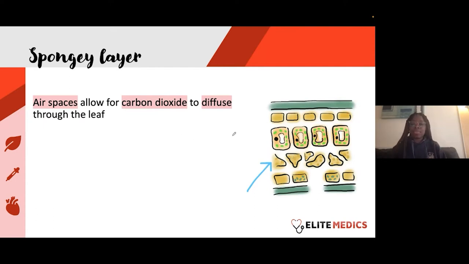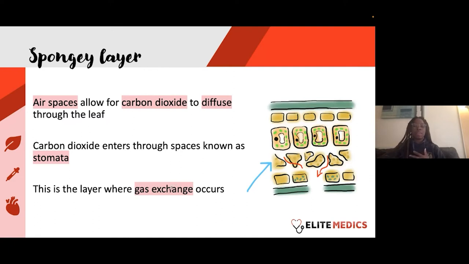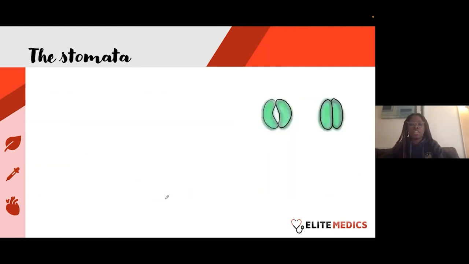So it has air spaces to allow the carbon dioxide to make its way out through the leaf, and it enters through spaces known as stomata. So those are the gaps, and this is the layer where gas exchange occurs. Just as I said, we have our lungs, where gas exchange is occurring, with oxygen and carbon dioxide being put in and brought out. The spongy layer is essentially the lungs of the plant. That's where gas exchange is occurring.